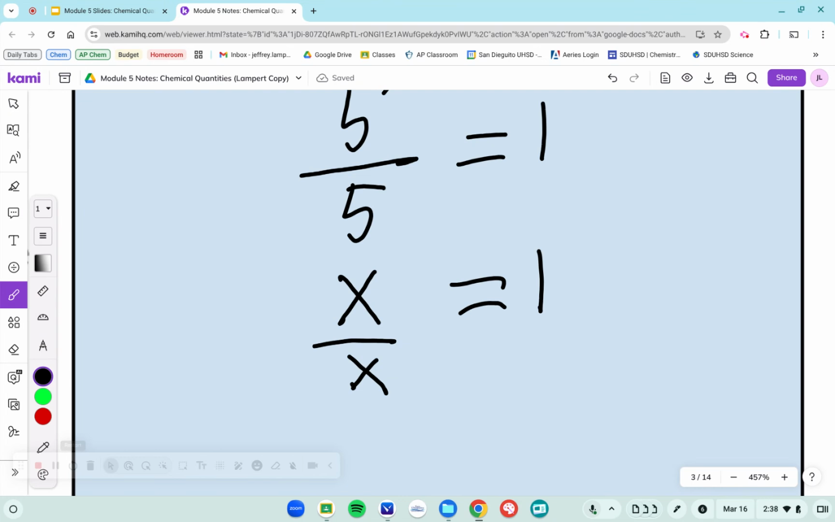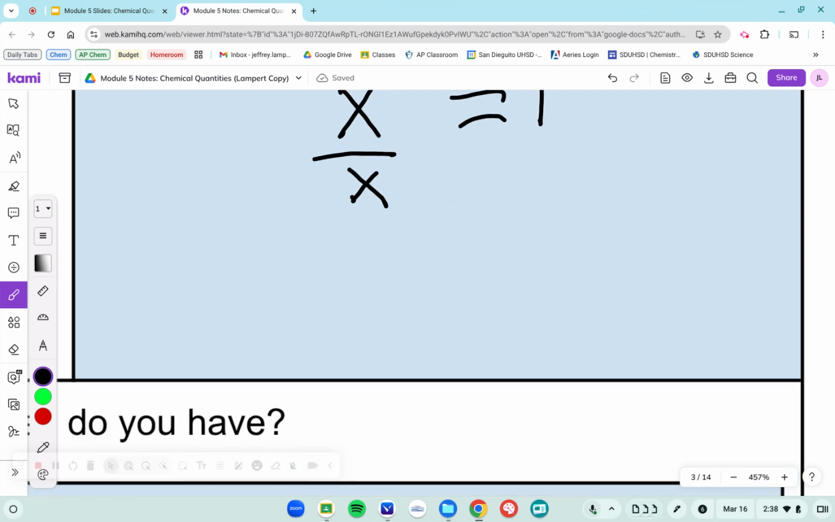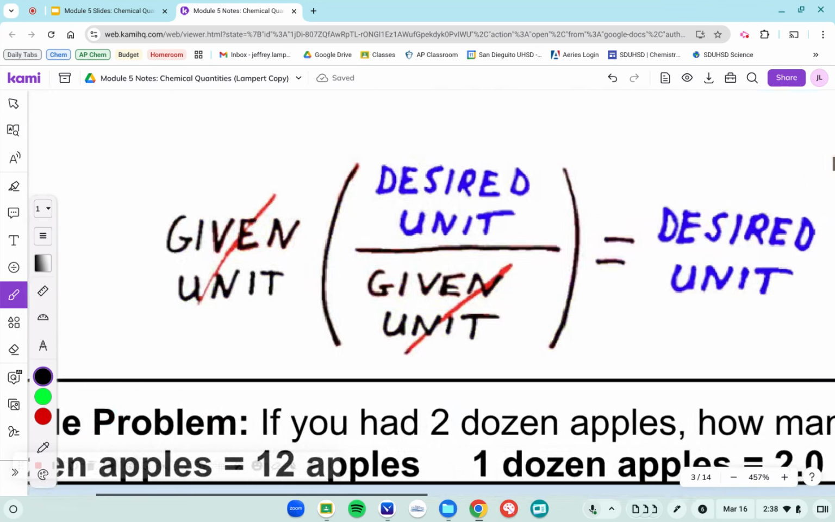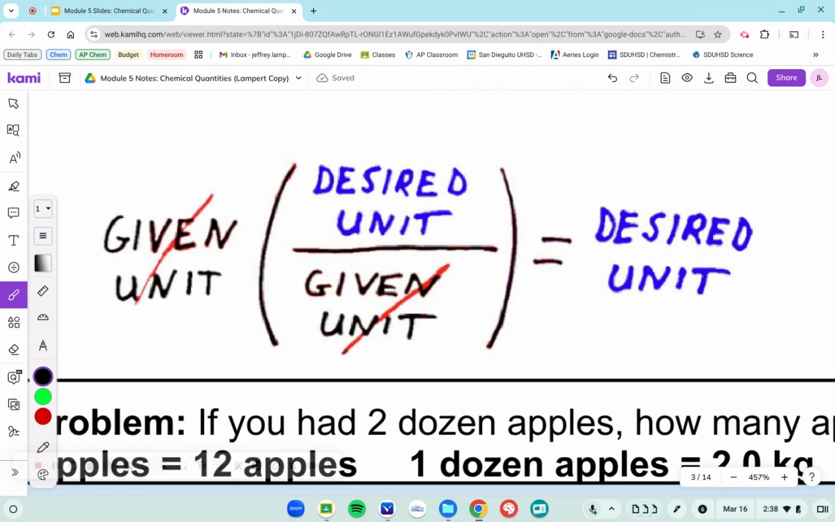So now let's take it to a chemistry concept. What is grams divided by grams? 1. Y'all are learning. If you take anything and divide it by itself, it's 1. So now let's look at the original example of why I'm saying this. If I do given unit divided by given unit, what is it? 1, right? So then I have 1 times desired unit, and that's just desired unit here, right?